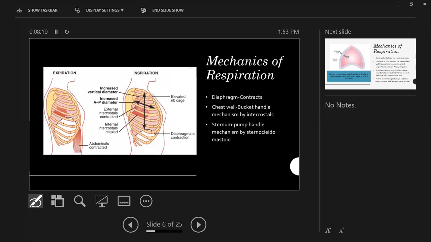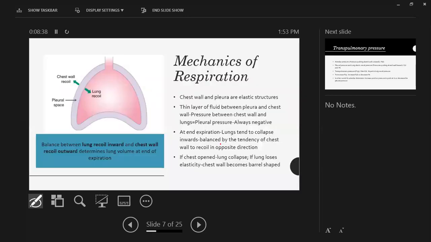Mechanics of respiration, I think all of you will know: the diaphragm is the main muscle that participates. There are two mechanisms: bucket handle, where the chest wall moves by means of intercostals, and pump handle mechanism, where the sternum moves by means of sternocleidomastoid. The chest wall goes out and the sternum goes up, resulting in expansion of lungs, providing more surface area, more negative pressure in fact, for the air to enter in and participate in gas exchange.